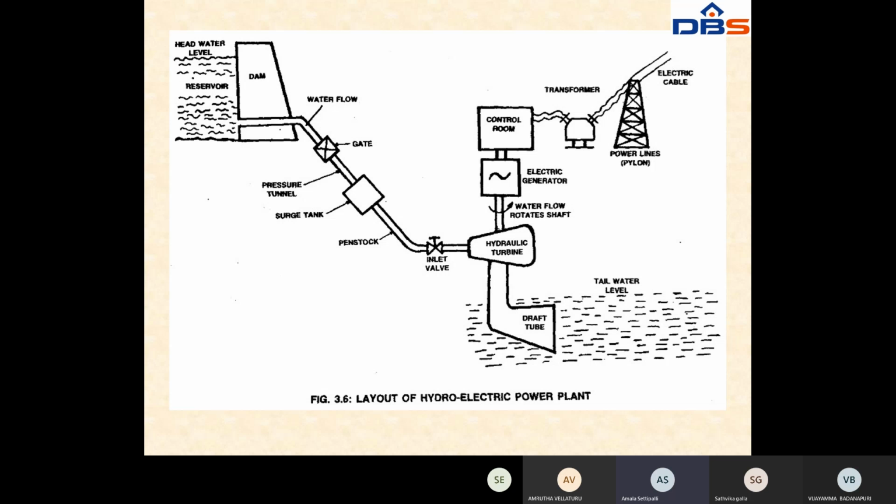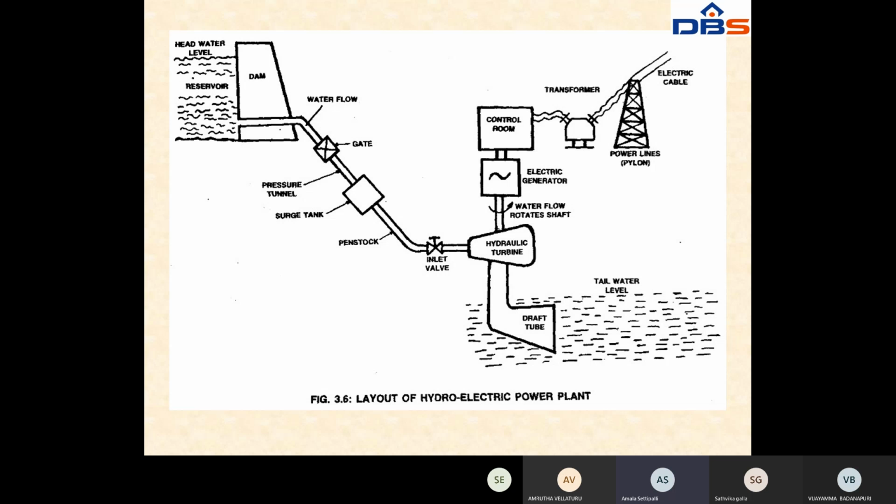So inside, another construction is there. That means there is a separate route for the surge tank, and another separate route directly to the penstock. Whenever the gate is opened through this pressure tunnel, the water will come to the penstock. Here is the inlet valve. Whenever this inlet valve is open, through the penstock the water will come directly to the hydraulic turbine. Whenever the water forces the hydraulic turbine, the turbine blades will be rotated.